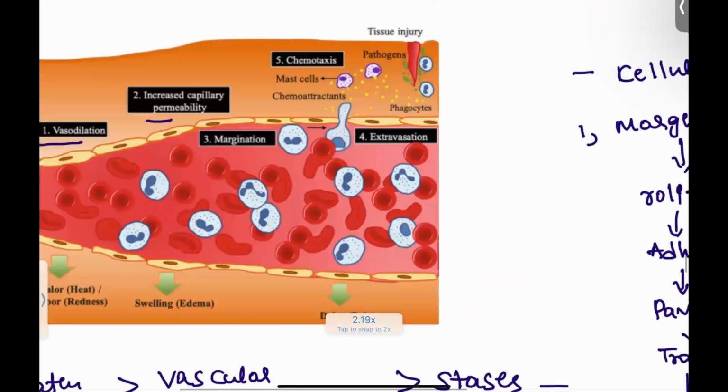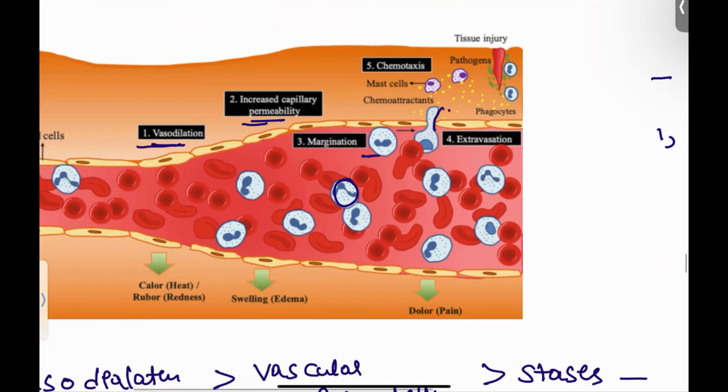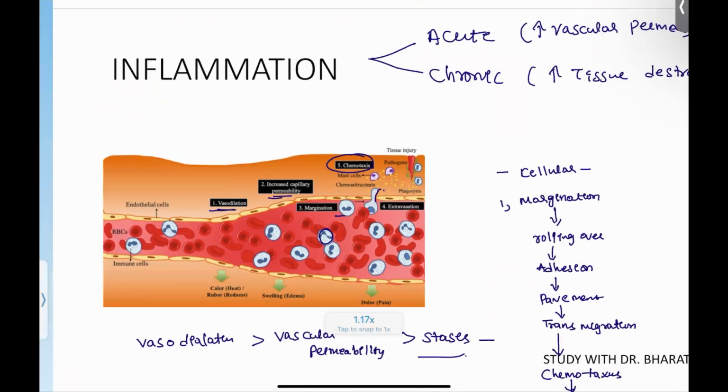Here you can see once the vasodilation, vascular permeability, so WBC will be going on to the sides. So this is what rolling over and the adhesions. Once they reach and go into the tissue side, there will be a chemotaxis followed by the phagocytosis of the macrophages. This is what events of the inflammation.